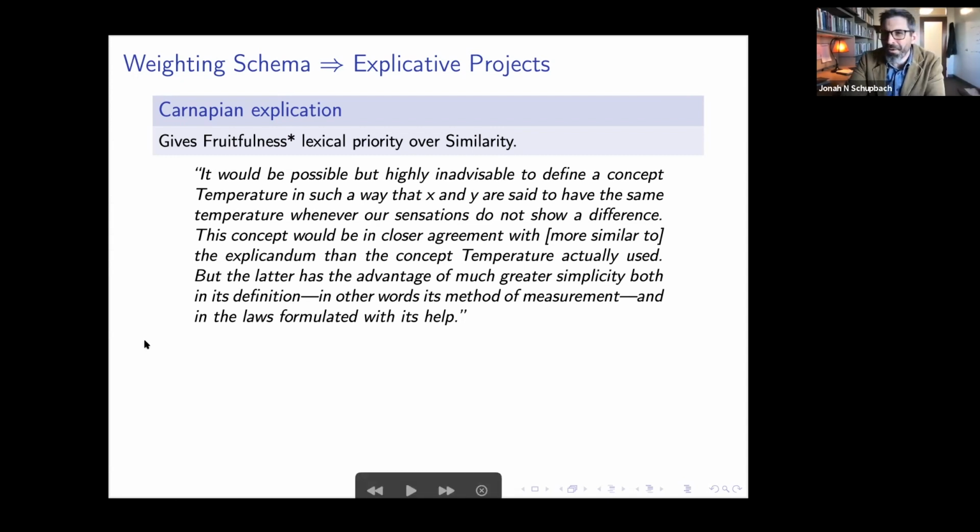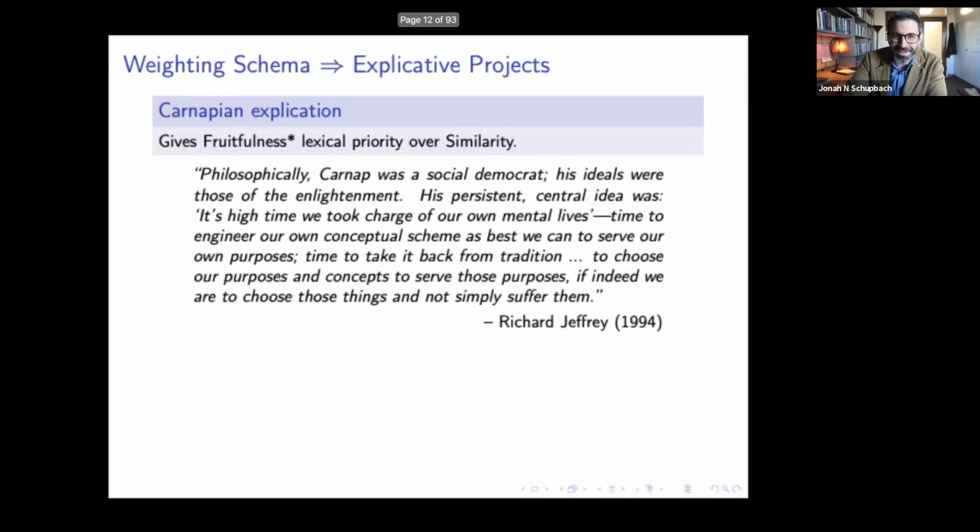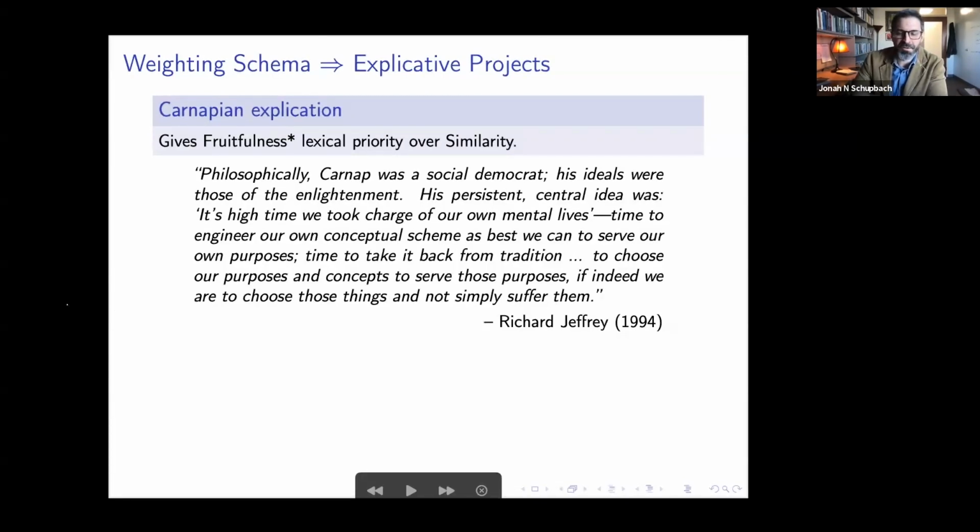Okay, the fact that Carnap ranks fruitfulness so highly is also pretty clear in just his general philosophical outlook and his general philosophical pragmatism. So there's a lovely quote by Richard Jeffrey.